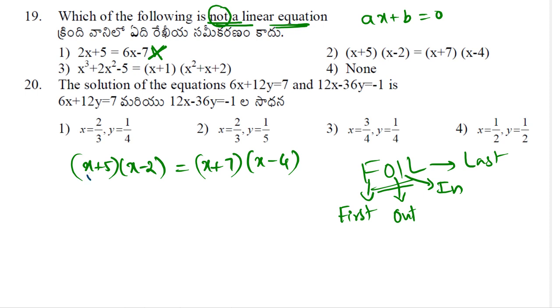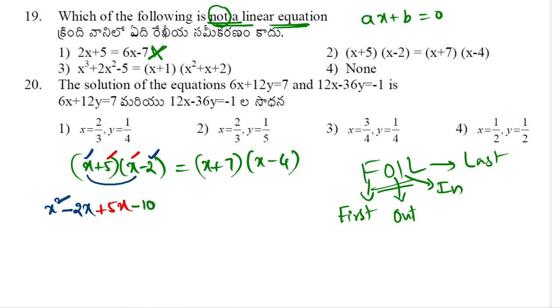That means first terms means x times x, so x square. Then outers means x and this negative 2. If you multiply those two, we will get minus 2x. Then inners means 5 and x, which are inside, those are inners. So we will get 5 times x, that is plus 5x. Then last means last terms, 5 and negative 2, that will be minus 10.